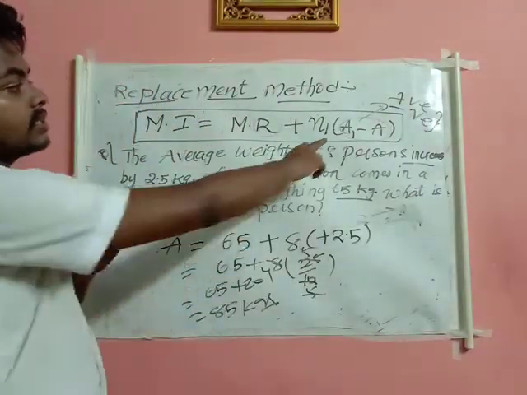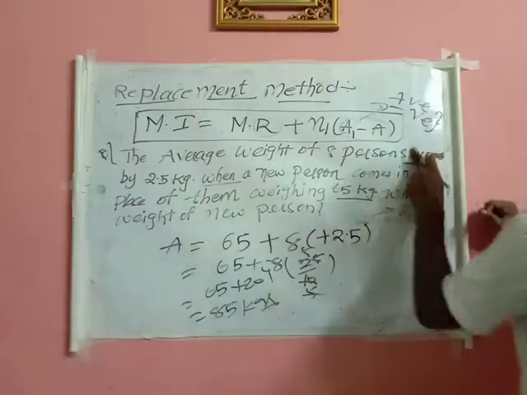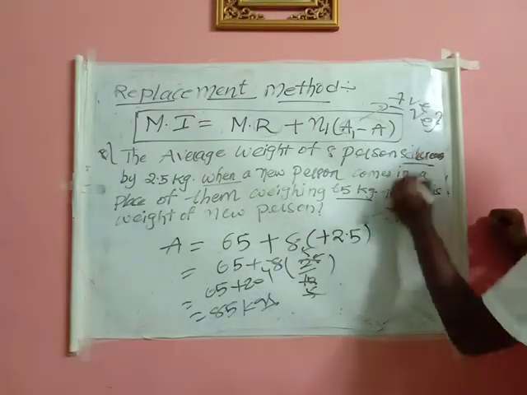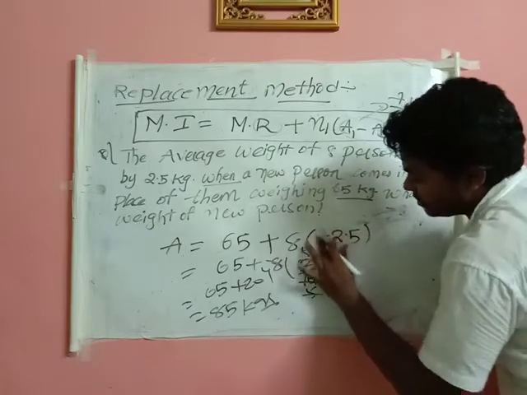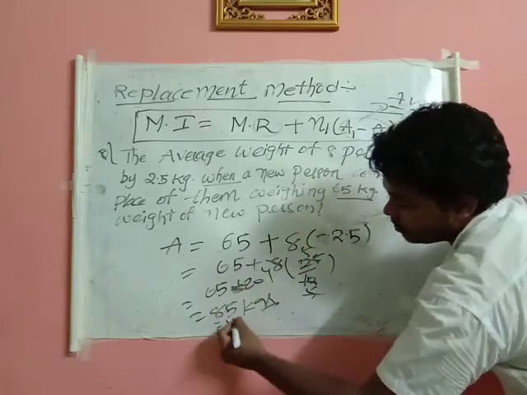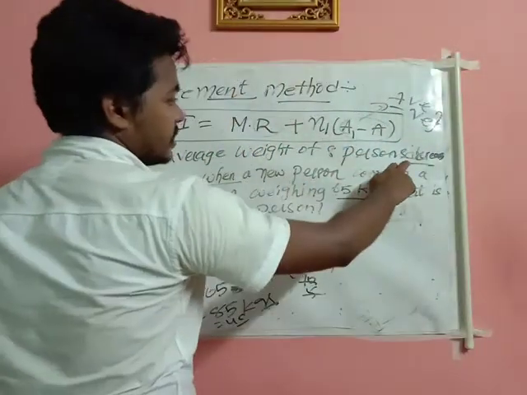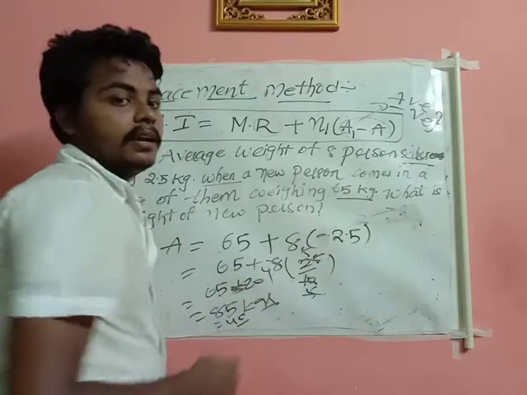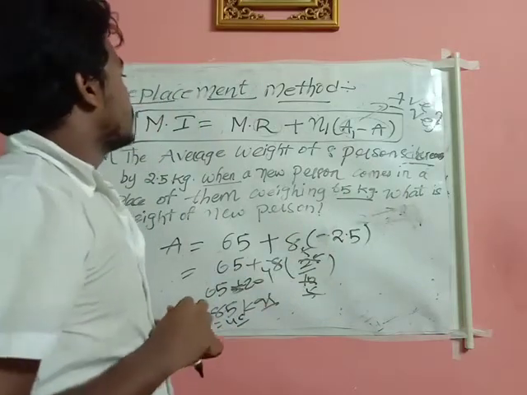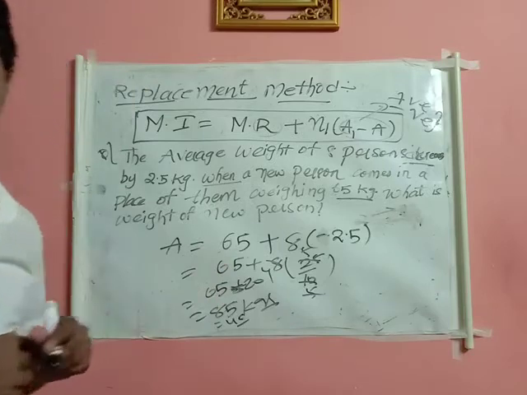You just put this consideration. If it is decreased by 2.5 kgs, then you should take minus here. Then you will be getting minus 20, which is equal to 45 kgs. Right? So initially you should get this, whether they give positive or negative. So this comes under the replacement method. You just pause the video and try to write all these things.